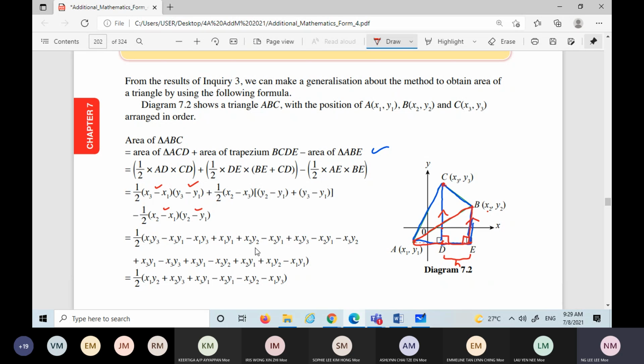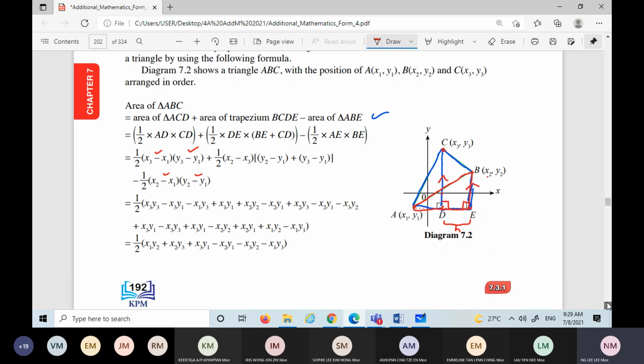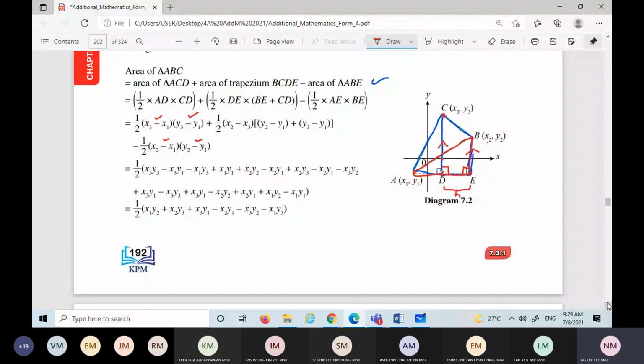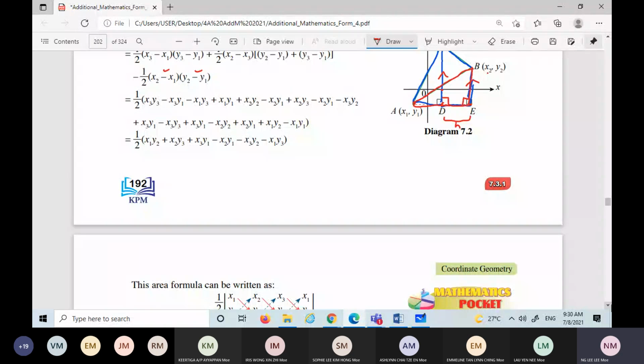Then they expand it and rearrange. This one I don't want to go through in so much detail with you. You can do the expansion by yourself. Then they simplify it and end with this formula. But you are not going to memorize this formula.